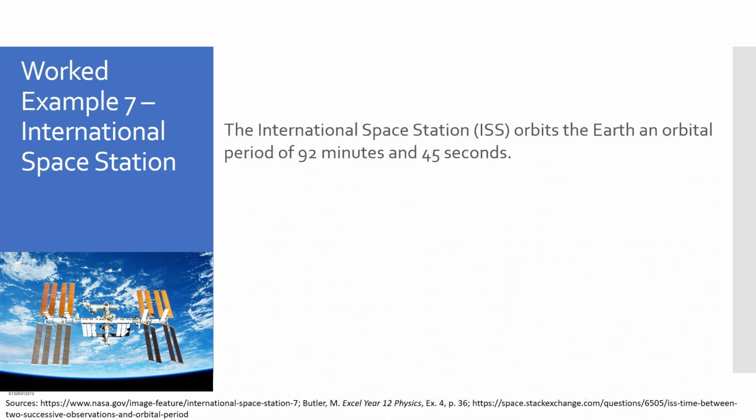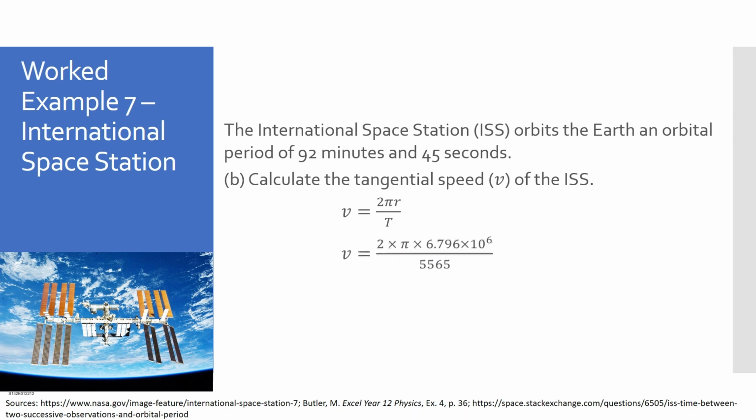Well, part B says calculate the tangential speed of the International Space Station. If it goes around the Earth every hour and a half or so, how fast is that? Well, let's use v equals 2 pi r on T. We have all the information, so substitute what we've just found, and we come up with an orbital tangential speed of 7,673 meters per second, or roughly 7.7 kilometers per second.